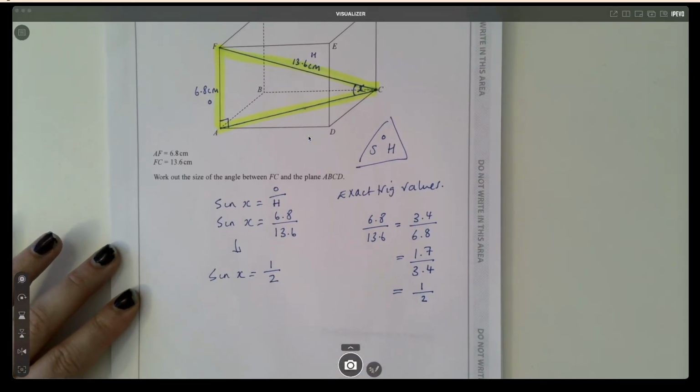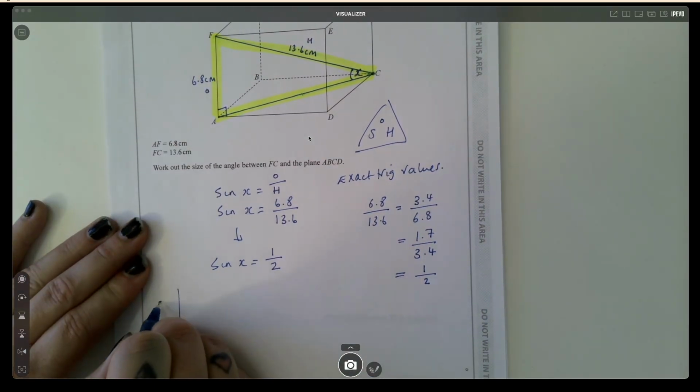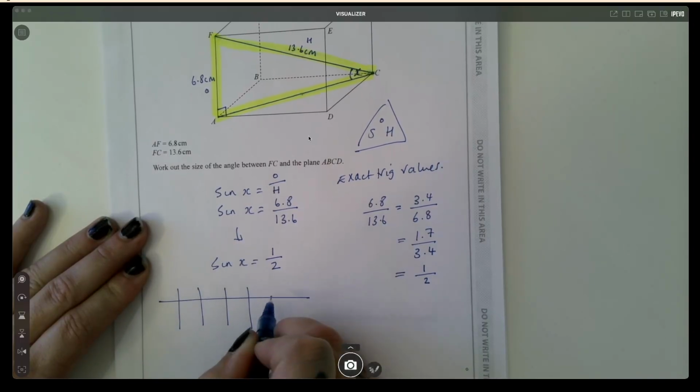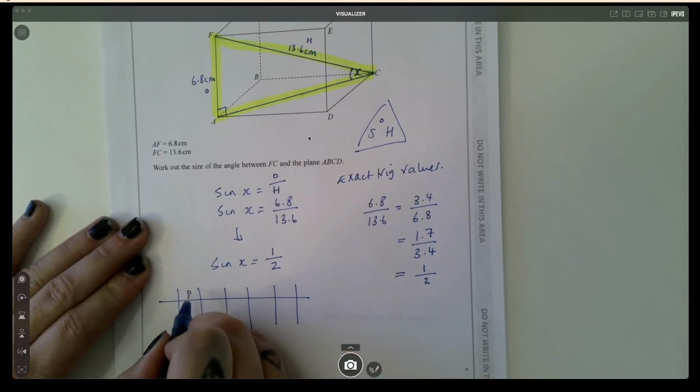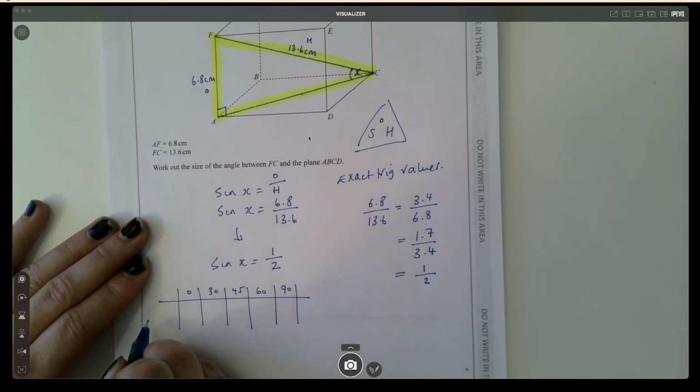Now we need to think about those exact trig values. However you generate those trig values is up to you. So if we were doing a table for sin, we have 0, 30, 45, 60 and 90 degrees.